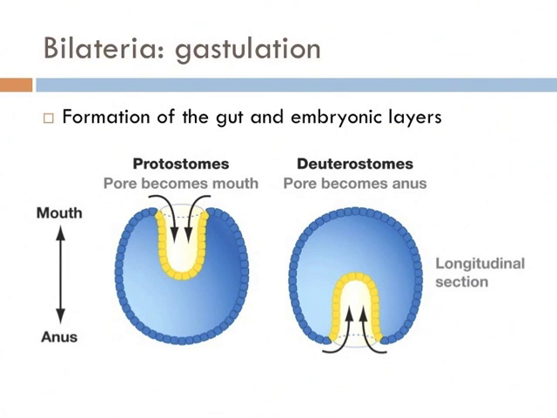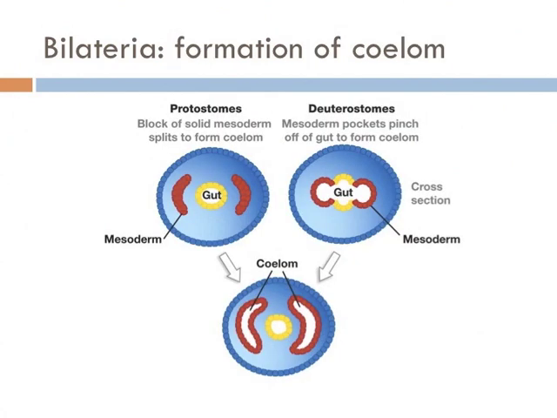And this group is broken up into two other groups, the protostomes and the deuterostomes. And these two groups differ in two different ways. In protostomes, the mouth develops before the anus, whereas in deuterostomes, the anus develops before the mouth. The second difference involves how the coelom forms. In protostomes, the mesoderm hollows out from the inside to form the coelom, whereas in deuterostomes, the mesoderm pinches off to form the coelom.